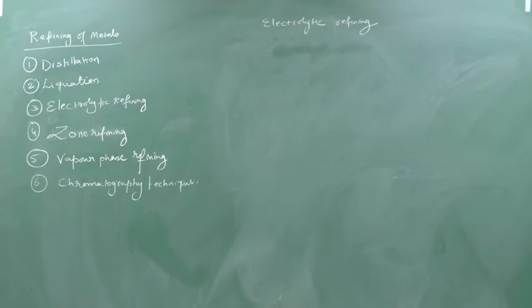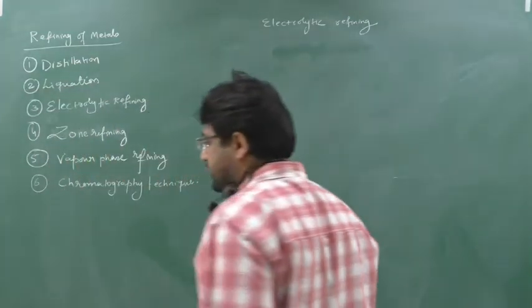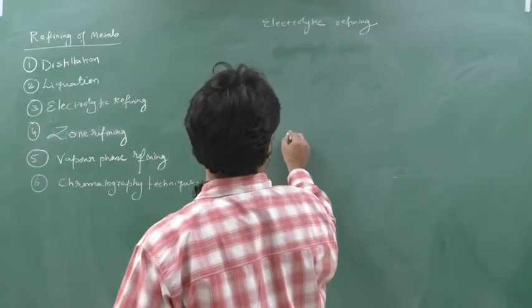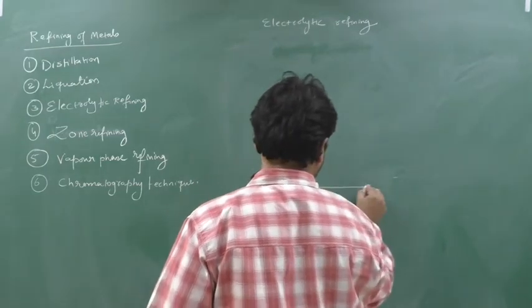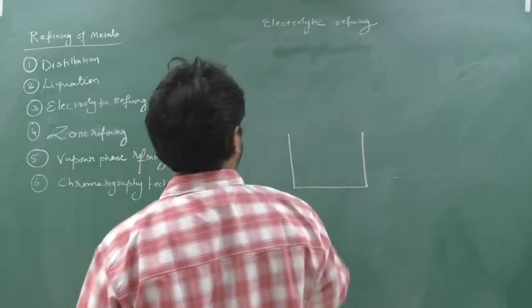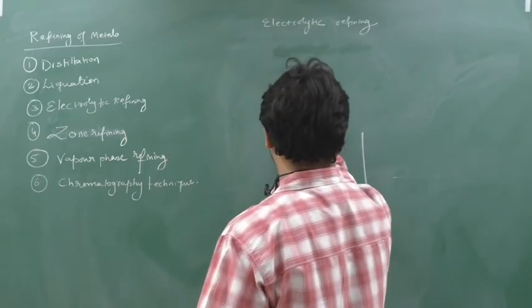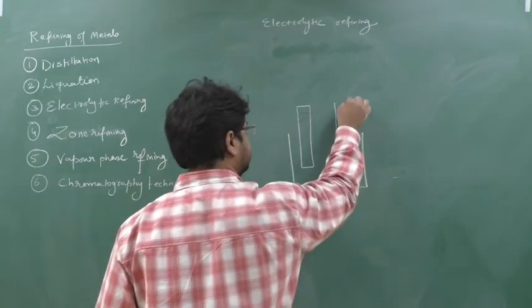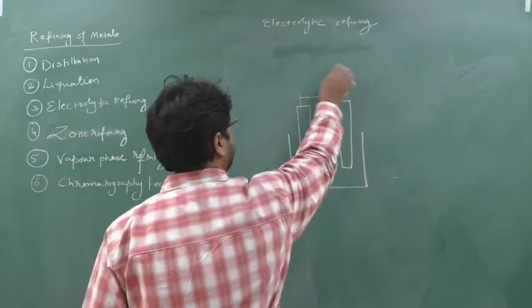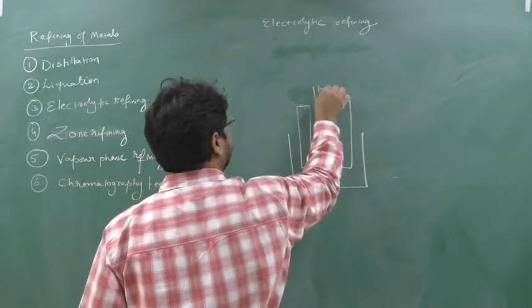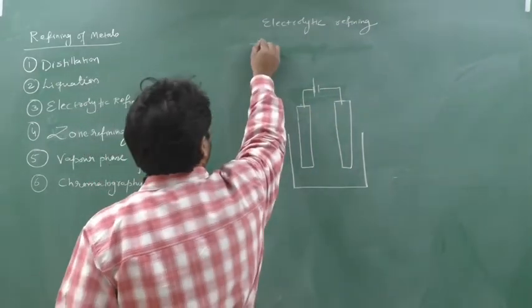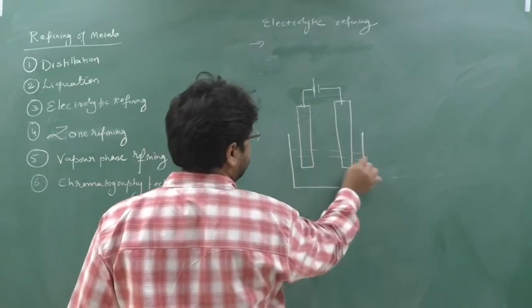So in electrolytic refining, what are we going to do? First we take one beaker, an electrolytic cell. In this electrolytic cell we put one anode and one cathode, and we pass the electric current. Clear?